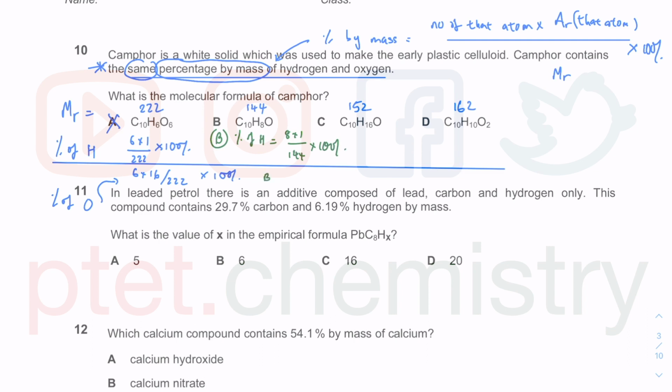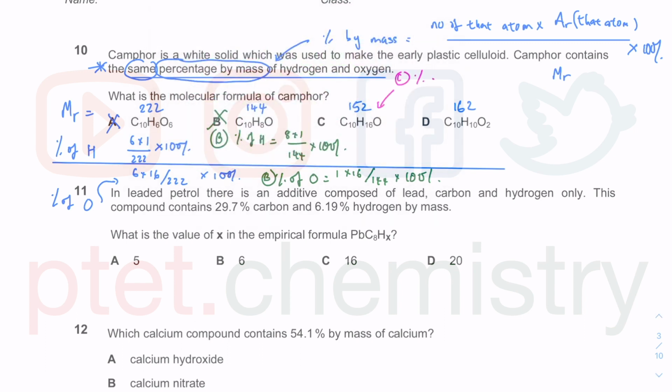But then you also have percentage of oxygen, which is going to be 1 times 16 over 144 times 100%. By the same techniques, 1 times 16 is 16, 8 times 1 is 8. The bottom is exactly the same. The top are not the same, so they cannot be equal. So let me try and work out for C.